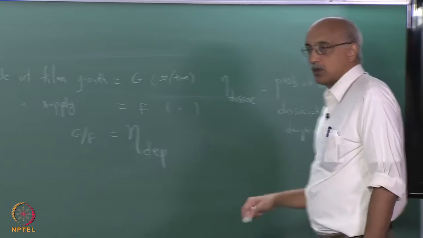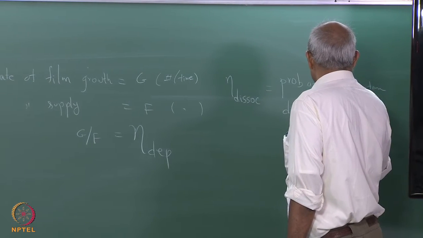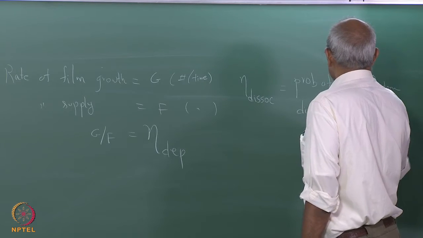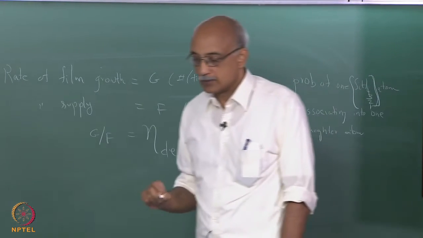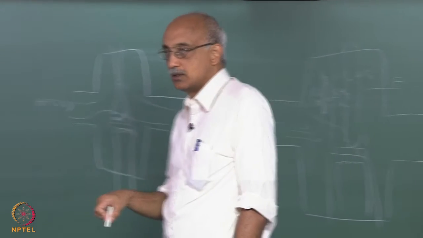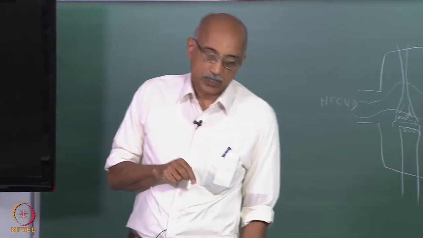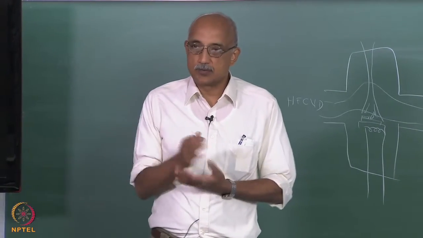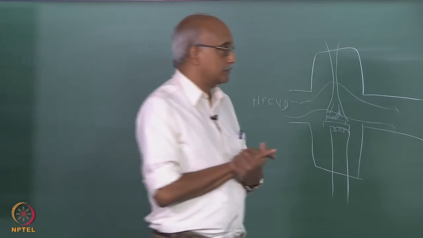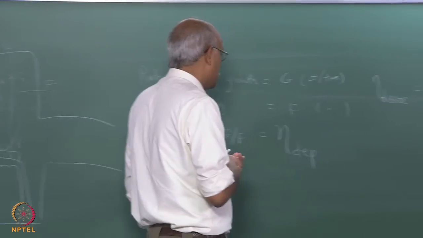So SiH4 would go to SiH3, and similarly SiH3 to SiH2, SiH, and so on. So for every atom that strikes this filament, you have to look at the probability of that getting dissociated into its next lower form, because that leads you in the direction of forming silicon from SiH4. So that is one critical variable.